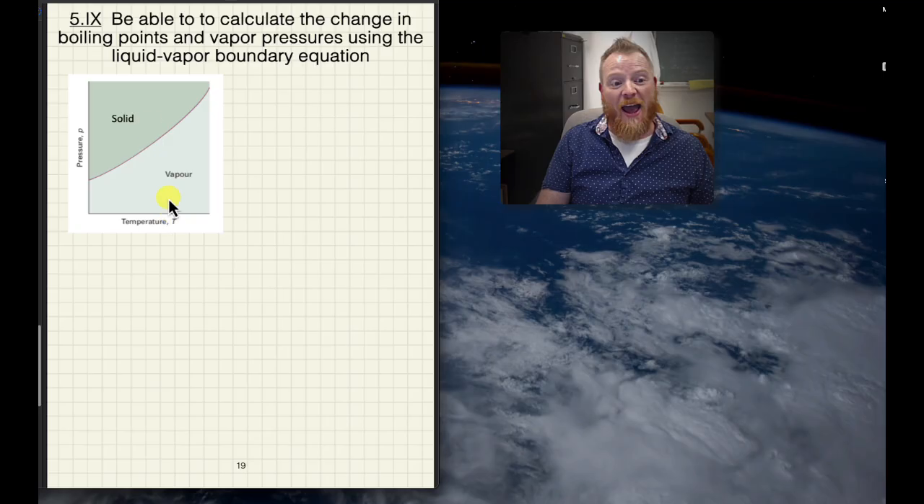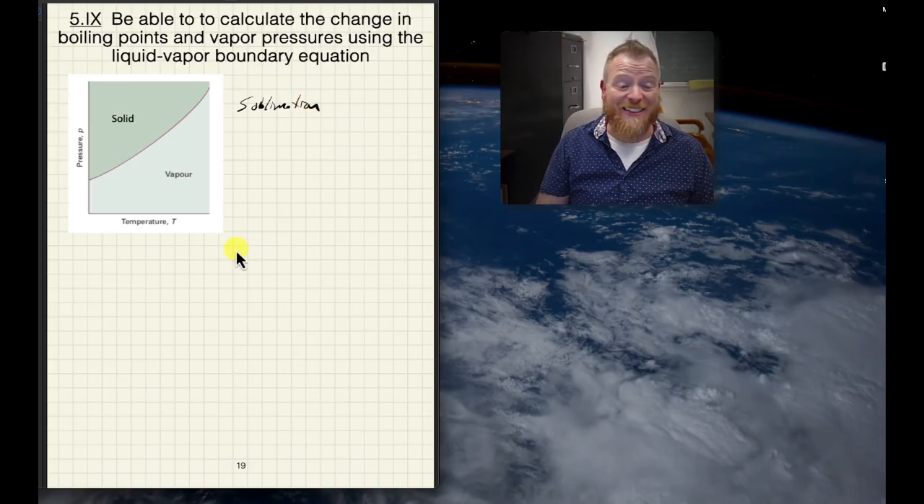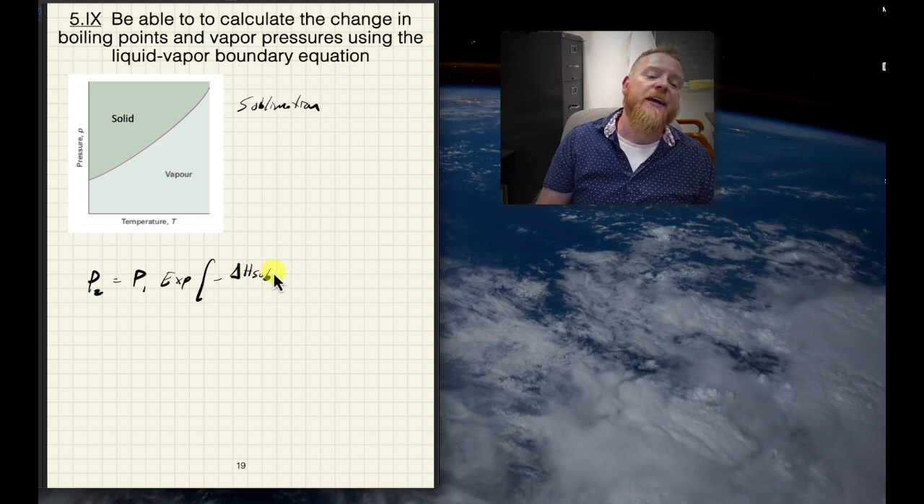What if instead we have the solid-vapor line that describes sublimation, right? Well, as it turns out, we can use the same equation, the Clausius-Clapeyron equation, and it just goes as the following. P2 equals P1 times the exponential, and then now instead of delta H of vap, we use delta H of sublimation. So it's the exact same equation.